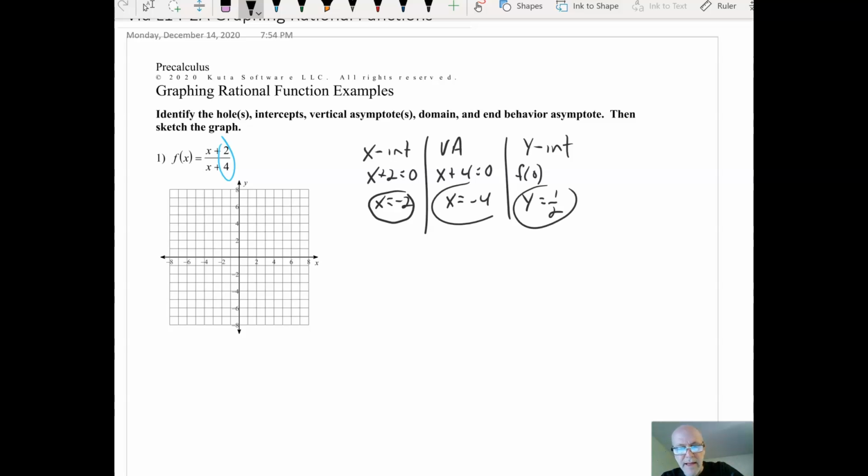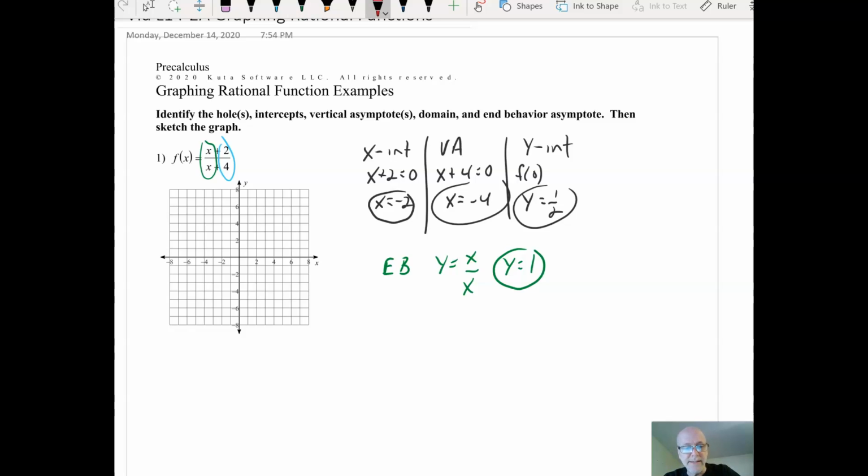And then last, I'm going to look at the end behavior. And the end behavior, this is a case 2. Both numerator and denominator each have the same degree. They're each first degree. So the end behavior is going to be based on just saying y equals that term over itself, x over x, which is 1. So y equals 1. It's a horizontal asymptote at 1.